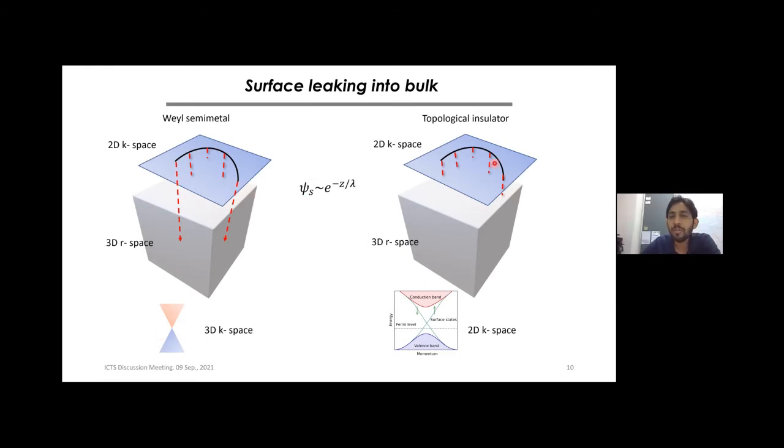Compare this to a standard topological insulator where the bulk is completely gapped. So the surface state, which is similar in nature to this, will never leak completely into the bulk. It will always be localized on the surface. And that's a huge difference, as you will see when I talk about transport. So here I'm showing you a cartoon, but the bulk is not gapped at the Weyl node, but here at all points in the Brillouin zone, the bulk is gapped. So the surface state purely lies in the gap and is always localized.